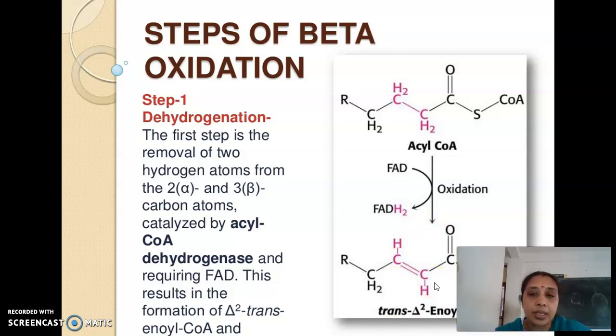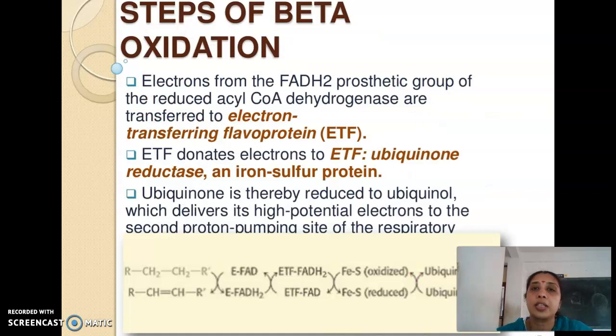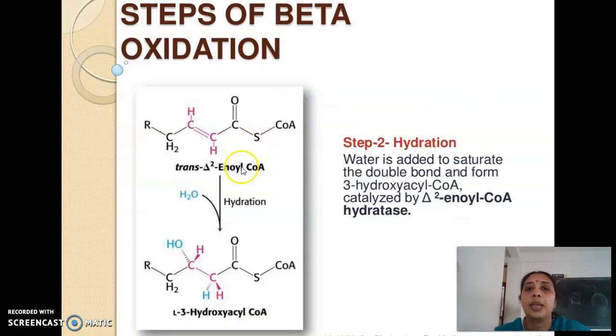Clear? So this is how FADH2 is formed, and the FADH2 now enters into the electron transport chain. So that's the first step. Then comes the second step. Second step is hydration. First step was a dehydrogenation reaction. Second step is hydration, that is, introduction of a water molecule.